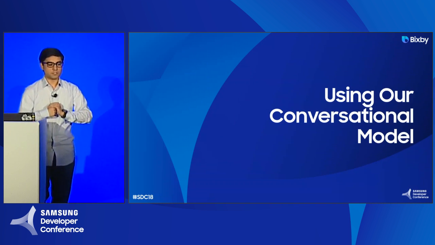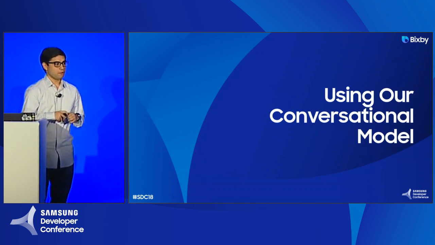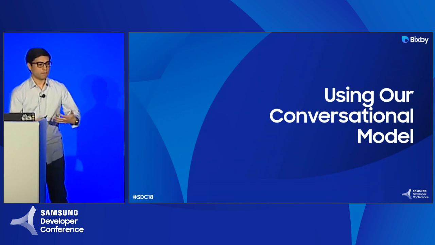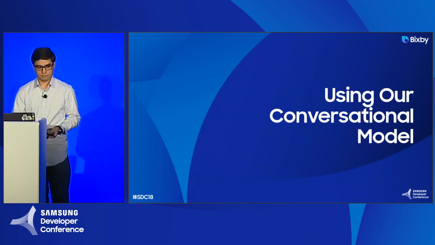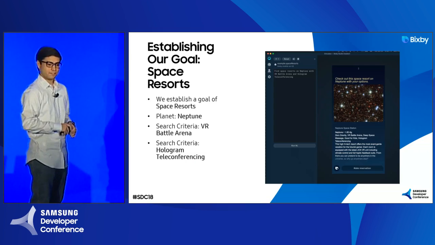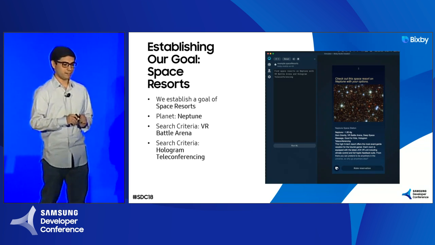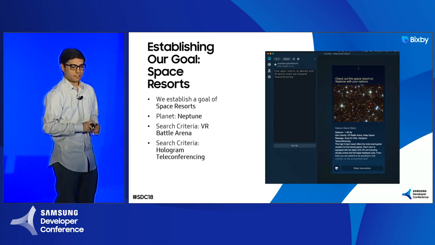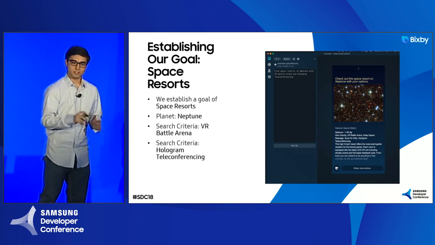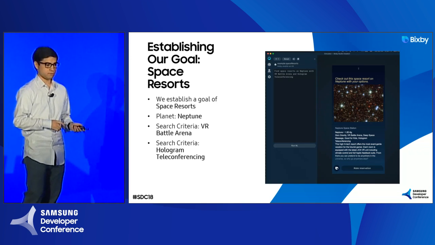So let's try to use our conversational model. Let's try to test our model and see if any problems come up when we use our model with these continuations. So let's establish another scenario and establish our goal and all our inputs in one shot. Let's say I want to find space resorts on Neptune with VR battle arena and hologram teleconferencing. By the dialog, you can see it narrowed down the space resorts list to just one resort that met all of the input criteria.